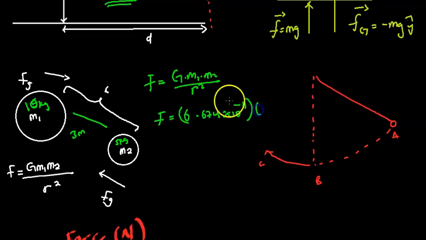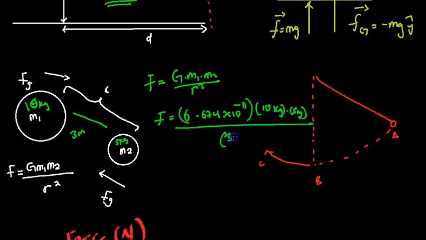We are going to multiply that by our first mass, which is M1, 10 kg. Remember to put the unit. We are going to multiply that by 5 kg. Divide that by what? 3 meter per second. And you're going to get your final answer. Feel free to pause the video and try it yourself.